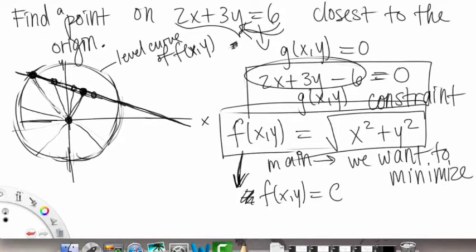And another level curve, let's say through this point, would be another circle, right? But just with a smaller radius, a smaller distance from the origin, okay? So this is another level curve, et cetera. Okay, so something like that, all right?